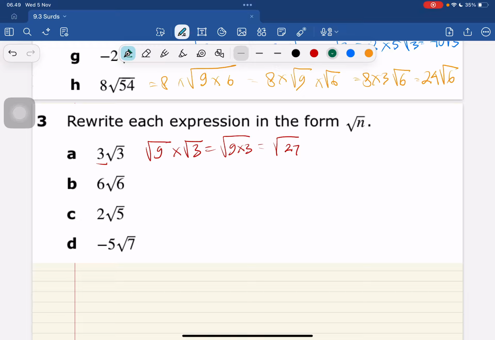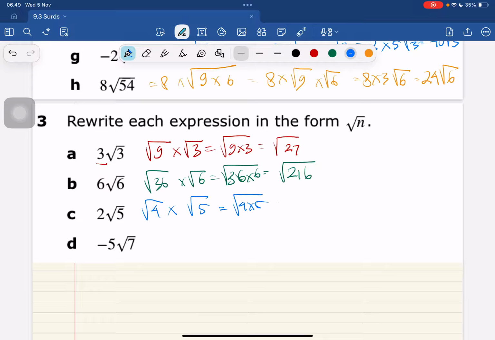Next, 6. To make it, 6 is square root of 36 times square root of 6. So we multiply 36 times 6, which will give us the final answer of square root of 216. You write it 216. Next, 2. So this is square root of 4 multiplied with square root of 5. So this is 4 times 5, which is square root of 20.